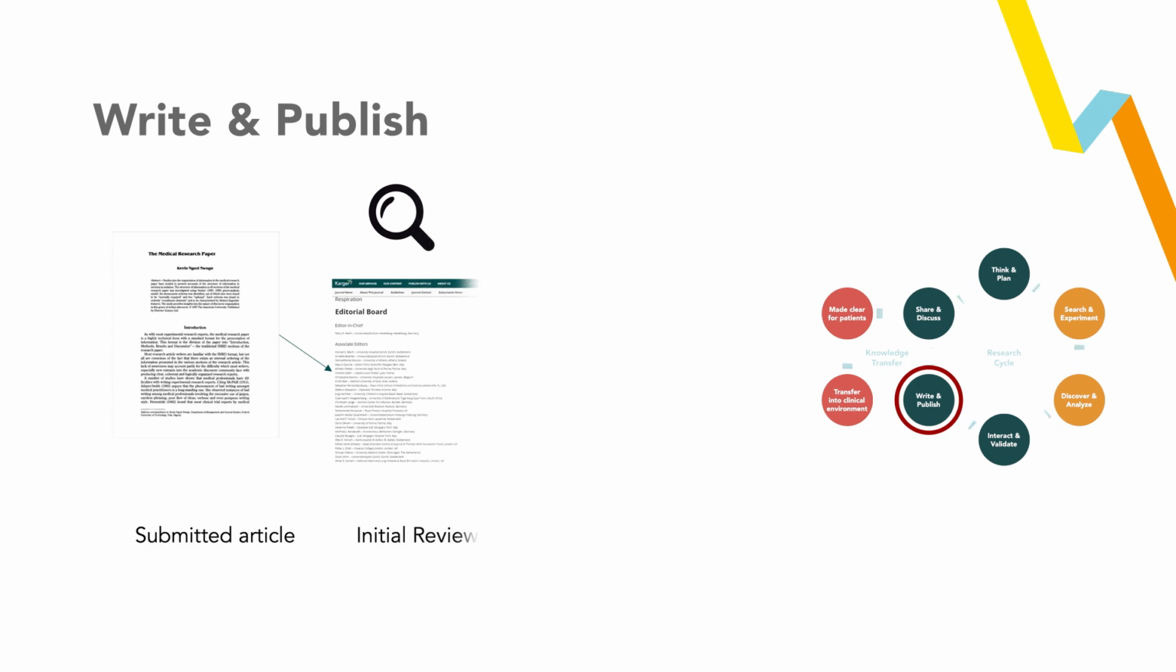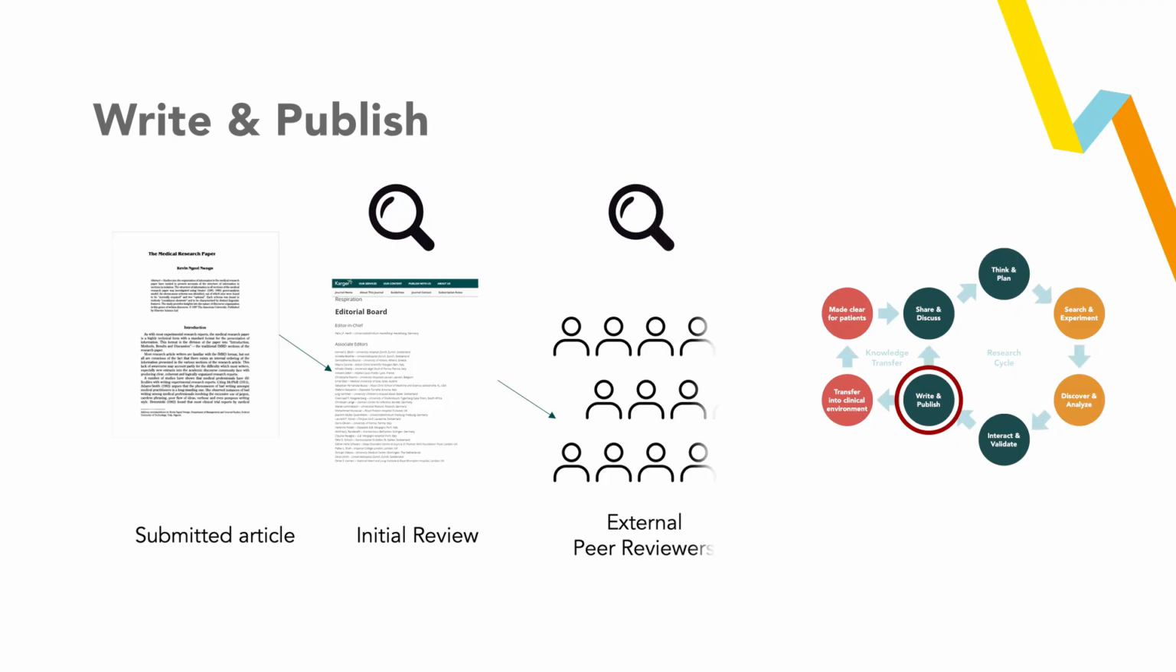This is extremely important, as biomedical research can have a huge impact on people's health and well-being. The initial review is carried out by the journal's editor and the board. If the paper is of interest, it will be sent to external experts for an independent, detailed review. This is called peer review.